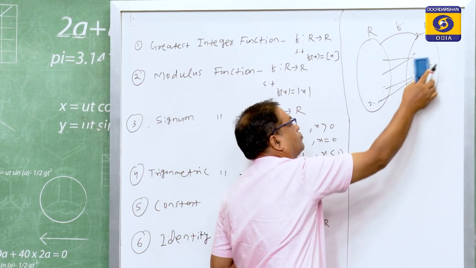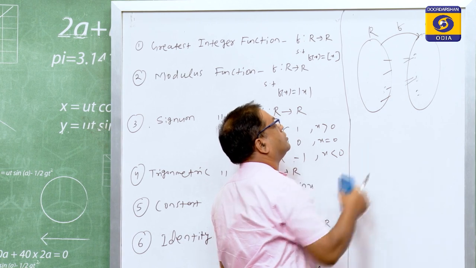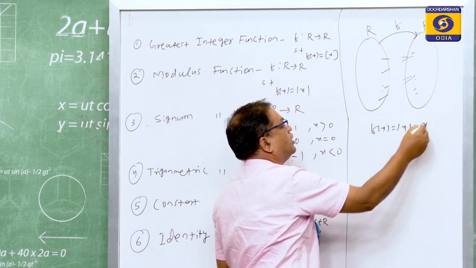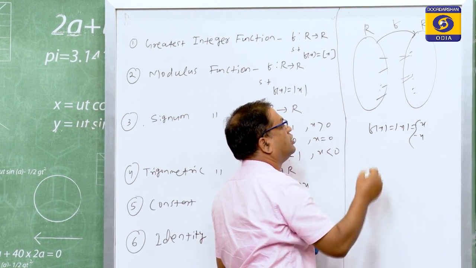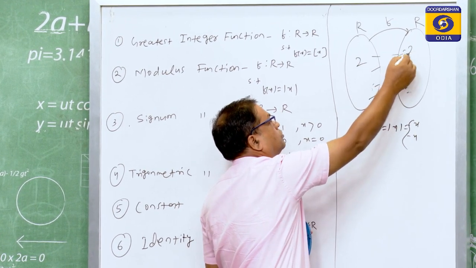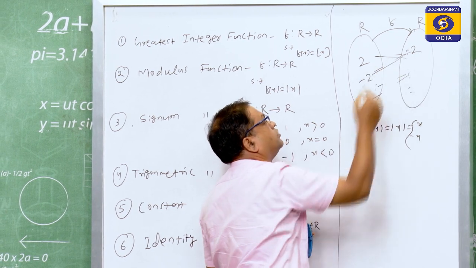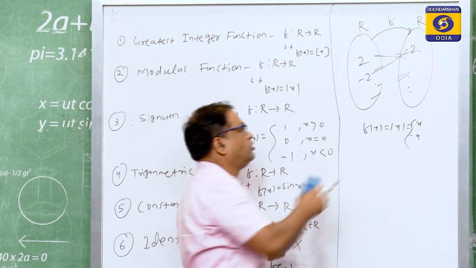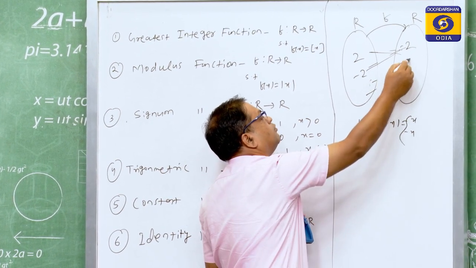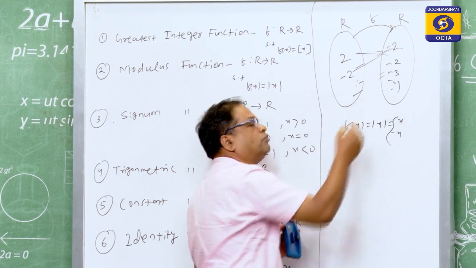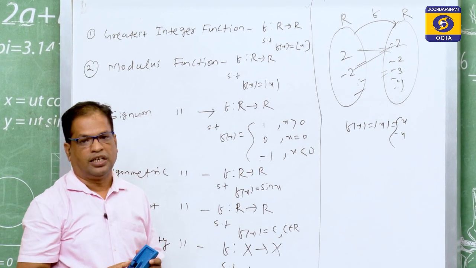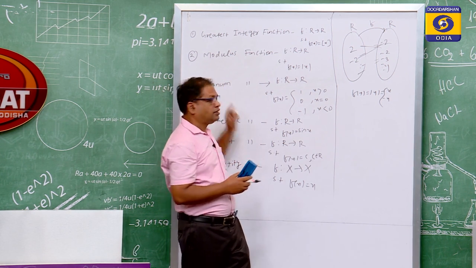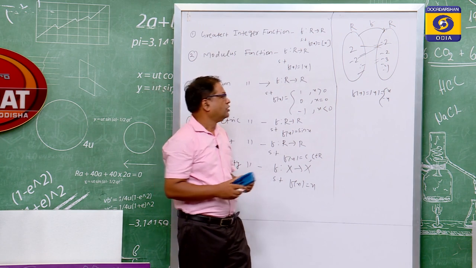Next is the modulus function. What is the modulus function? f(x) is equal to mod x, it can be x or minus x. So 2 goes to 2, and also minus 2 is related to 2. So this is again a many-one function. Also, the negative real numbers do not have any pre-image. So the modulus function is again neither one-one nor onto.